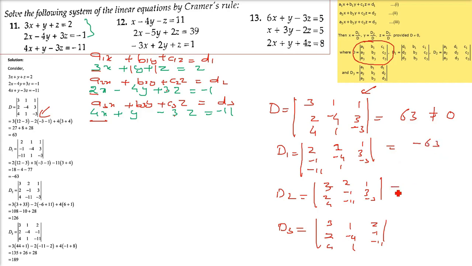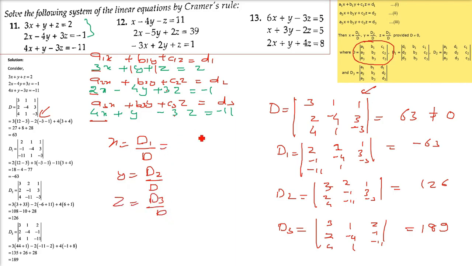D1 comes as negative 63, D2 will come as 126 and D3 is going to come as 189. Now in order to find X, we have to do D1 by D. In order to find Y, D2 by D. For Z, D3 by D. D should not be equal to 0, okay? So what is the value of D? It is always 63 in the denominator.